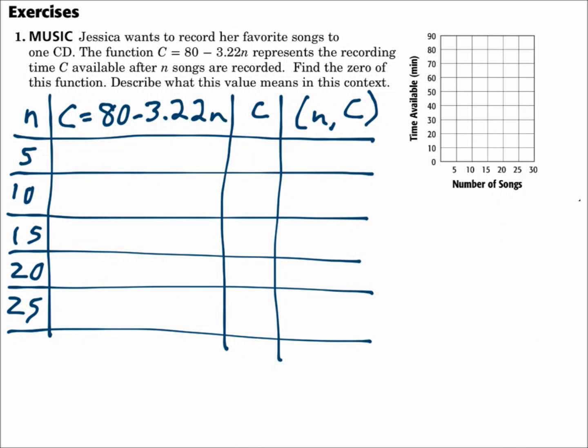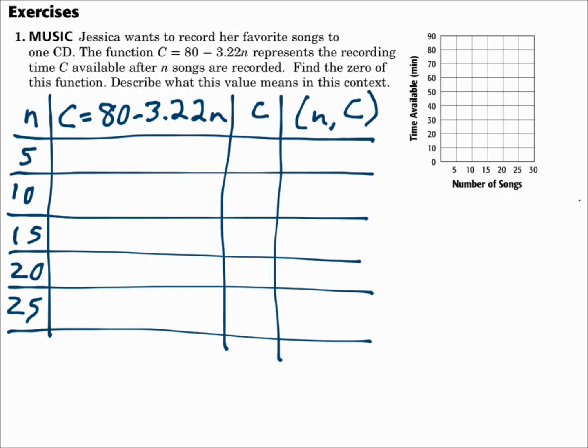Number 1. Jessica wants to record her favorite songs to one CD. The function c equals 80 minus 3.22n represents the recording time c available after n songs are recorded. Find the zero of this function and describe what this value means in this context. So since it's solved for c, then c is like the y, and n is like the x.